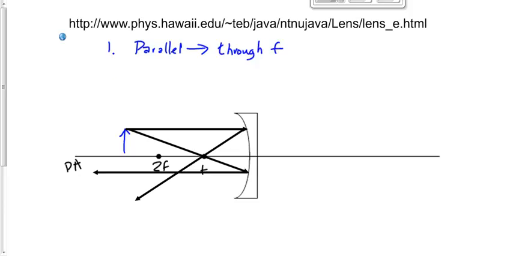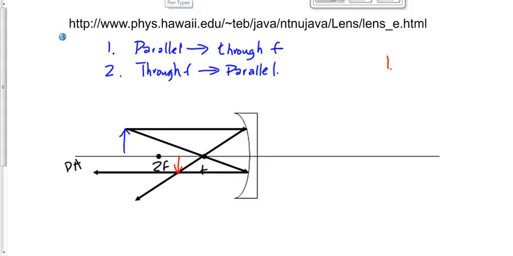The second ray is going to be through the focal point, and it's going to go parallel. Hey, look, we got 2 rays intersecting here, right? Means we got an image. Image is formed right there.